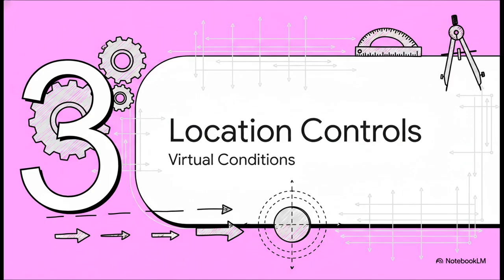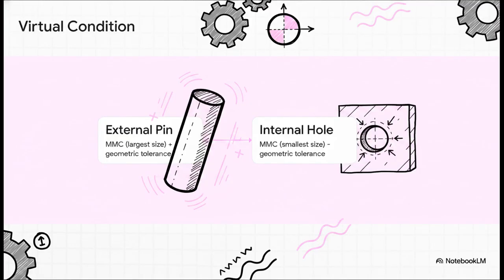Section 3. Location controls and virtual conditions. Let's talk about virtual condition. This represents the absolute worst-case allowable limit to guarantee that a pin will actually fit into a mating hole. Let's step through the math here.